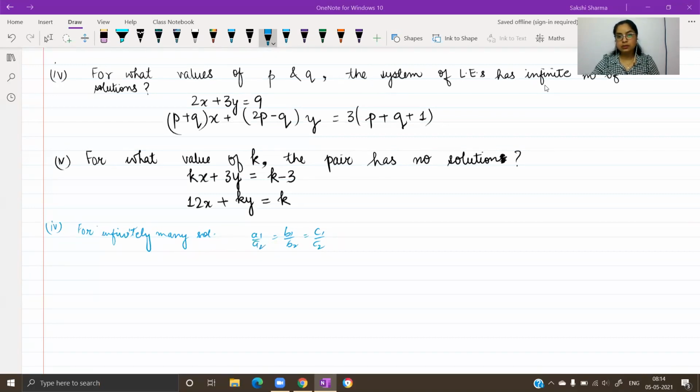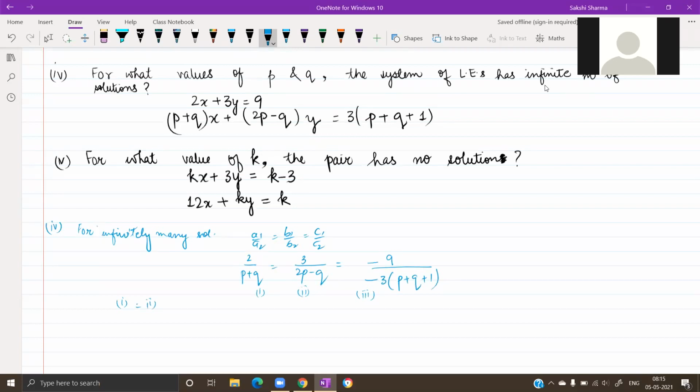Write down the ratios for A1, A2, B1, B2, C1, C2. After converting them into standard form, you will have 2 by P plus Q equals to 3 over 2P minus Q equals to -9 upon -3 times P plus Q plus 1. So convert your equations in the standard form and then write down the ratios. And from here, you can take these in pairs. I've got three values here. First one equal to second one. And you can take third one, second one equal to third one in pairs.